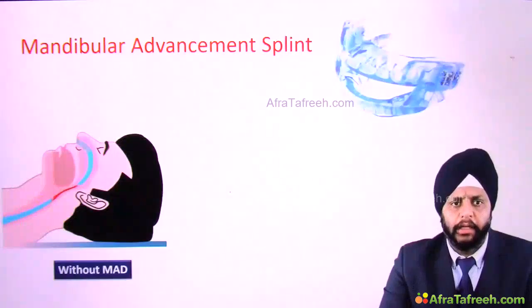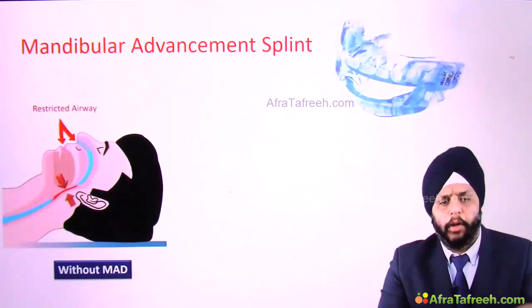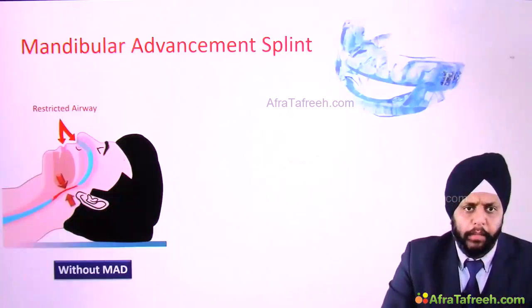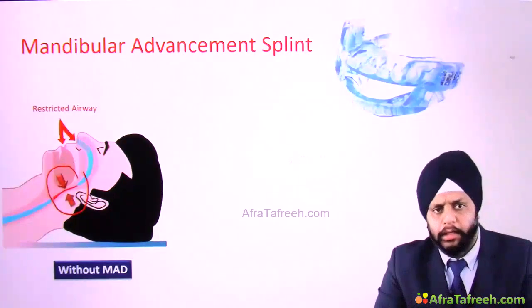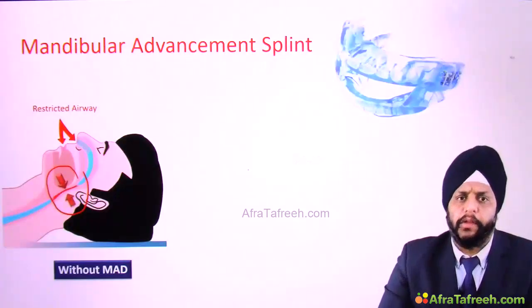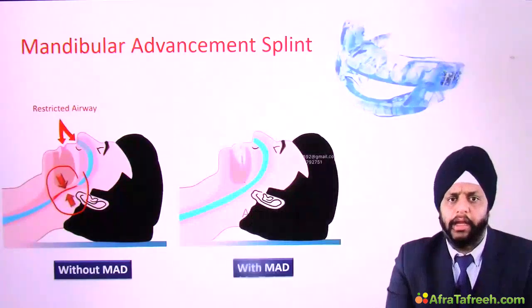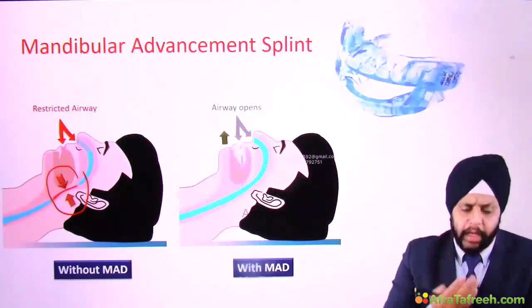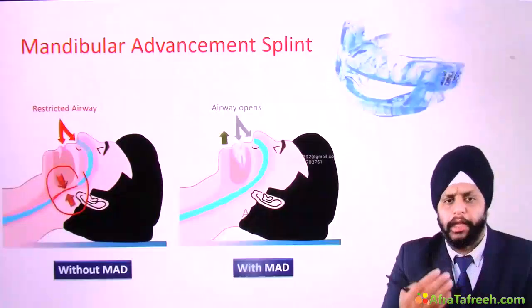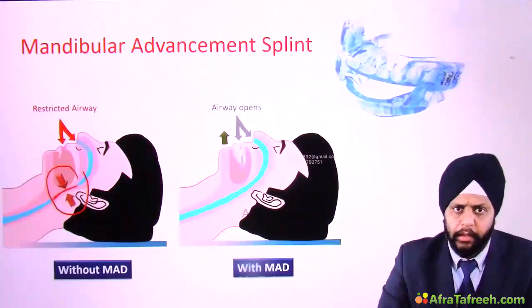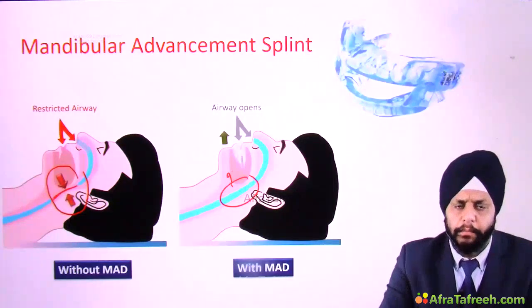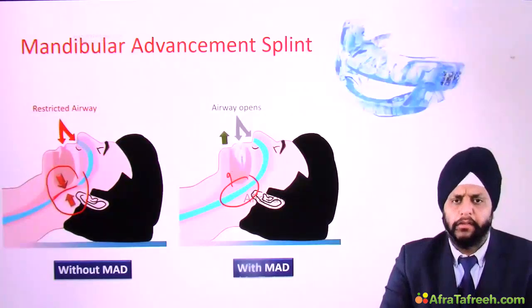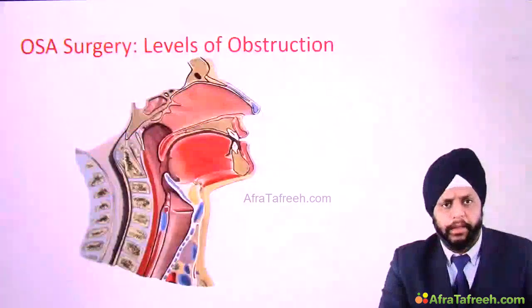If a patient has a restricted airway because the tongue base is heavy, falling back and blocking the airway, he can use a mandibular advancement splint. It pushes the mandible forward and opens the airway so the patient can breathe. You can see that now it has gone up and the patient is able to breathe. So that is again a non-surgical treatment.